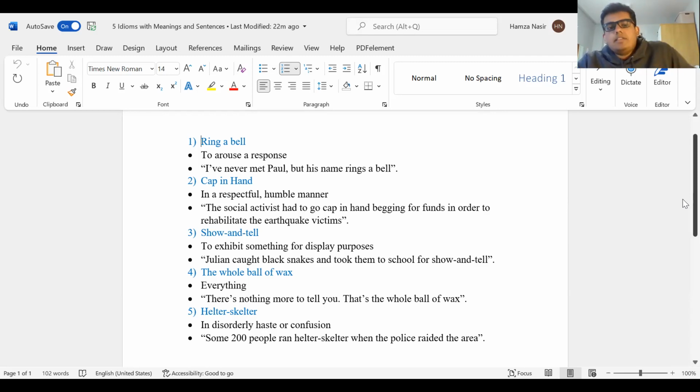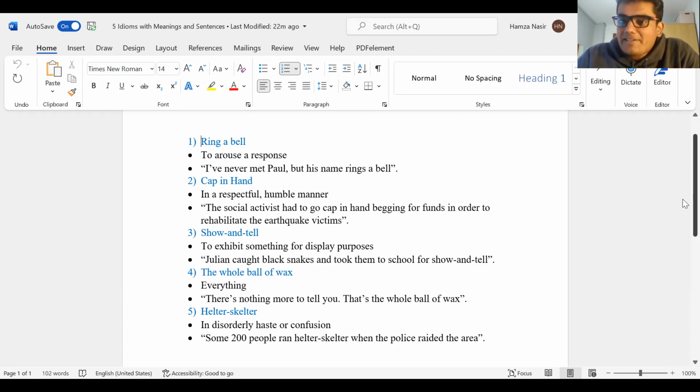Number 4, the whole ball of wax. Whole ball of wax means everything, okay? When the principal is calling a student saying, you know what, give me the whole ball of wax. I think you pitch the whole story to me, okay? Whole ball of wax means everything. Sentence could be, there's nothing more to tell you. That's the whole ball of wax, as in that's everything.